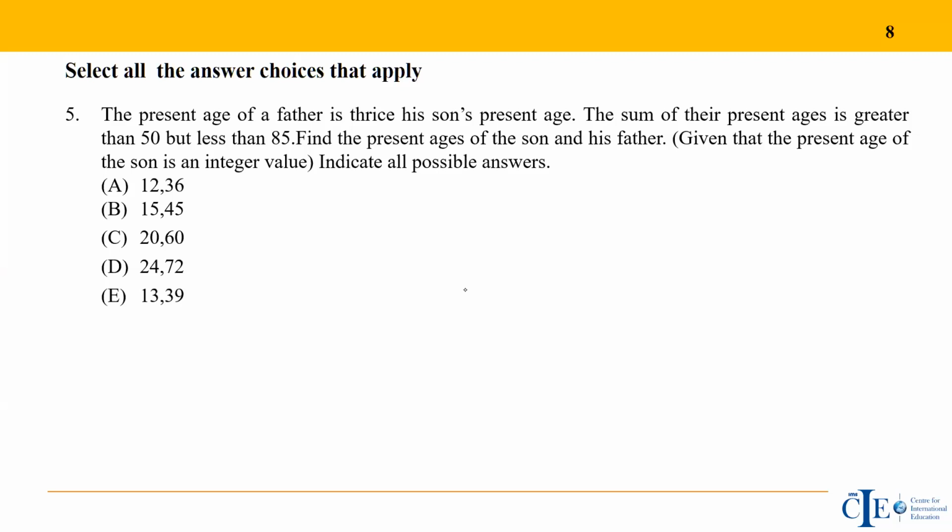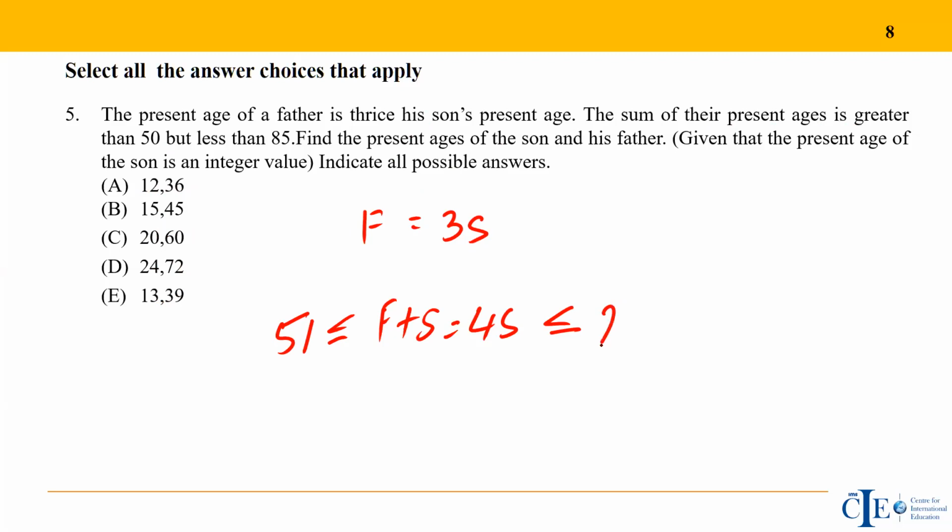Okay. These are the multiple answers. So the first thing to check is that the father is 3 times the son. So all the numbers, 36 is 3 times 12, 45 is 3 times 15, 60 is 3 times 20, 72 is 3 times 24, and 39 is 3 times 13. None of them gets eliminated because of that. Also, now we need to see that the sum of the father plus son, which actually is 4 times the son, should be greater than 50. So it can be any value from 51 because it has to be greater than 50, so it cannot be 50, but less than 85, so it should be 84. So all these values are acceptable starting from 51 up to 84.